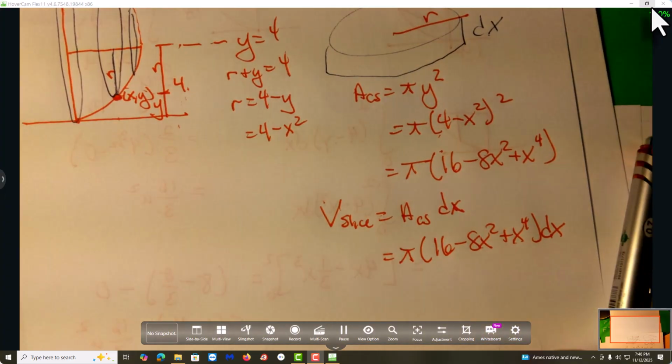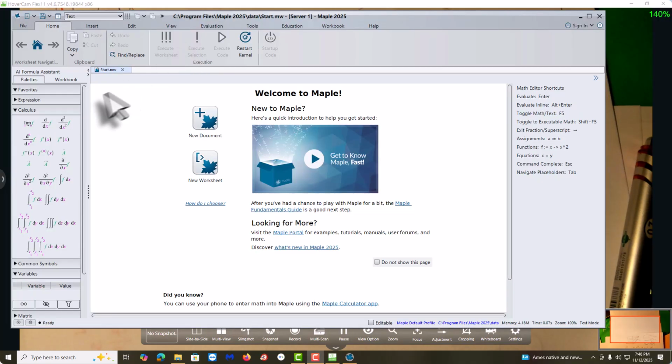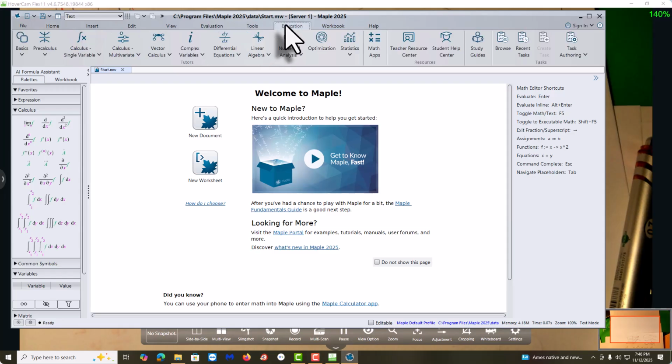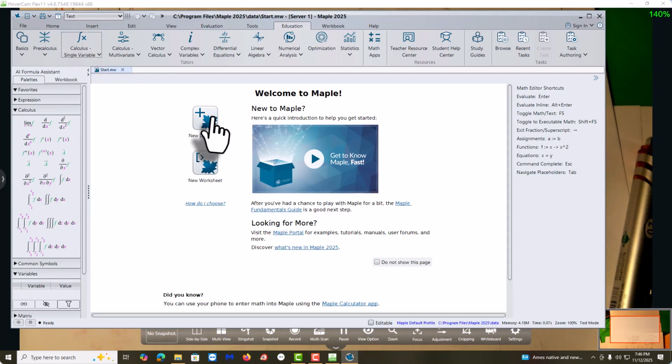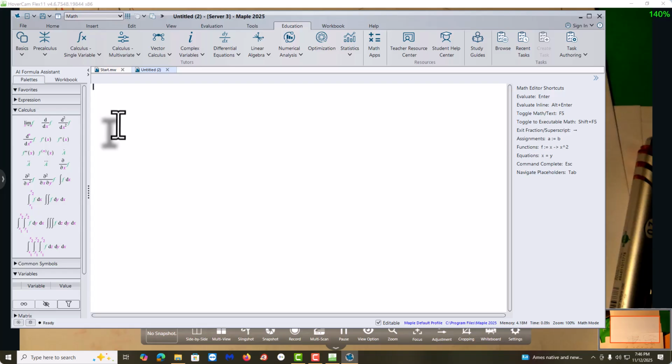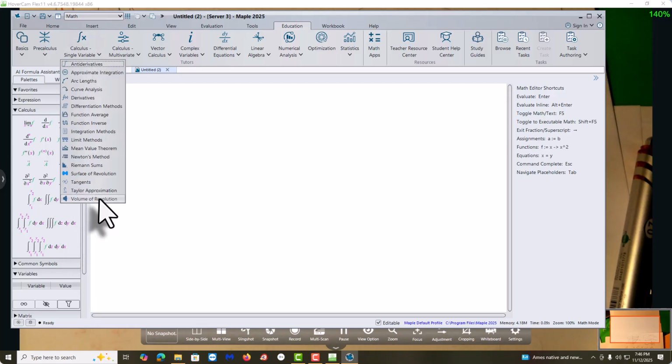Now I'm going to stop this for a second. I'm going to pause this, and I'm going to restart Maple. Okay, so here we are. And I'm going to come up here to education. Oh, it's blocking it, this little menu. So I'm going to go to calculus, volume of revolution. And I better open up a new spreadsheet too while I do that.